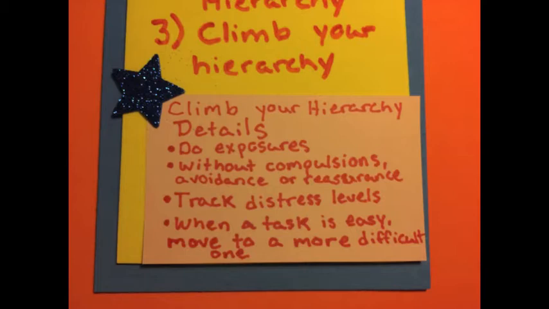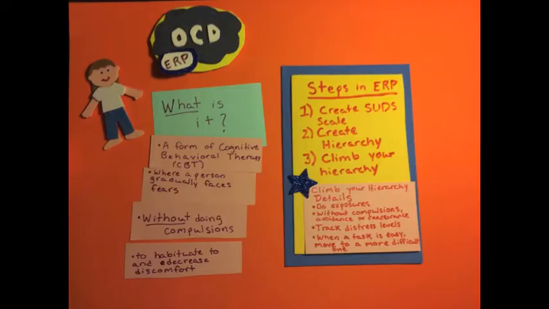And then after repetition of an exposure task, when the person habituates and gets used to it, and the task becomes easy, the person moves on to a more difficult task on the hierarchy. So, to sum up, the basic steps in exposure and response prevention are to create a subscale, create a hierarchy, and then climb that hierarchy. I'll have more videos about each of those steps in great detail in later videos in this series.